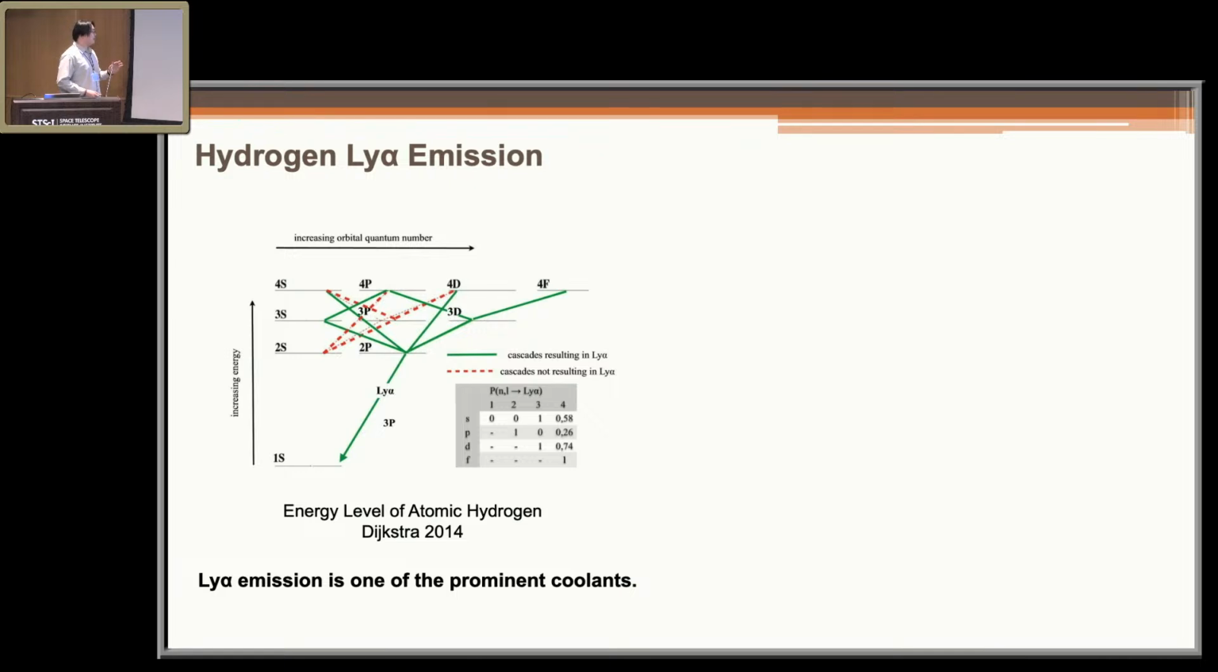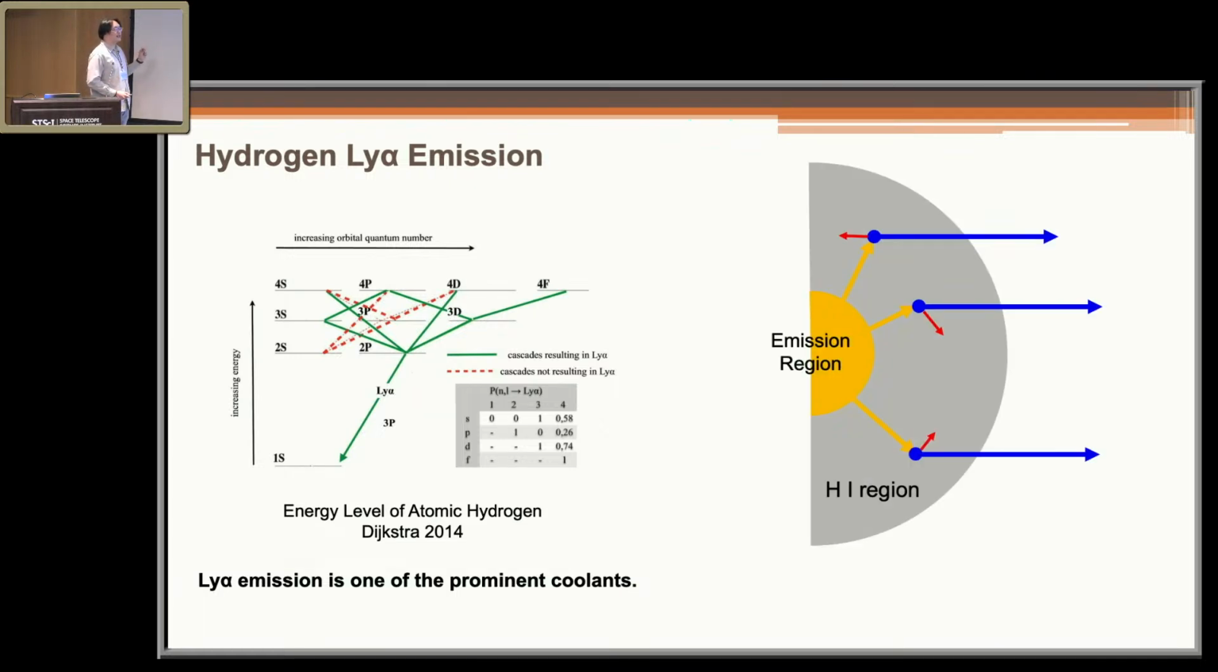Lyman alpha is one of the prominent coolants in the hot medium, from recombination or collisional excitation. Usually the Lyman alpha line is strong, but the wavelength is too short to observe from the ground. I'm mainly working on the high-z universe, where the Lyman alpha line is easily detected from the ground. But Lyman alpha is a strong line, and it can also be scattered by neutral hydrogen. For example, Lyman alpha emission comes from the emission region, but usually this hot region is surrounded by a cold region.